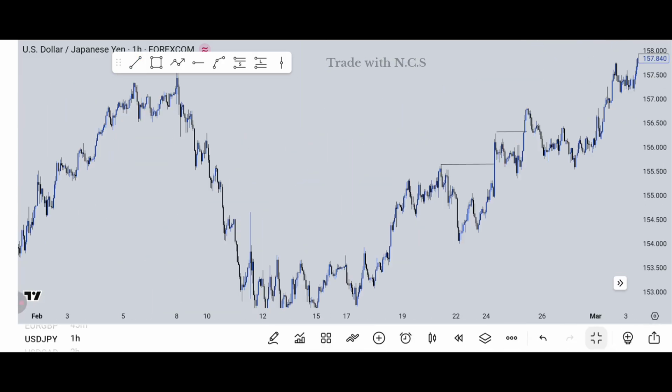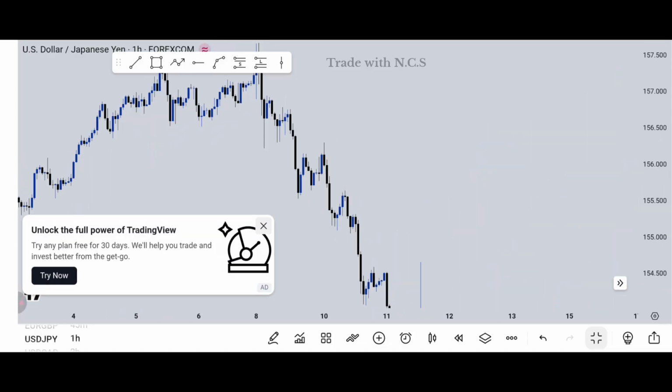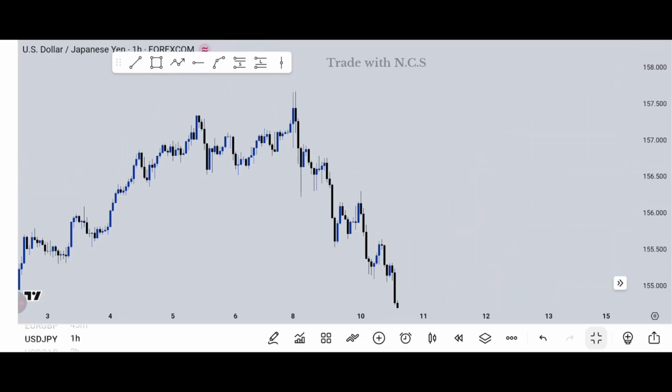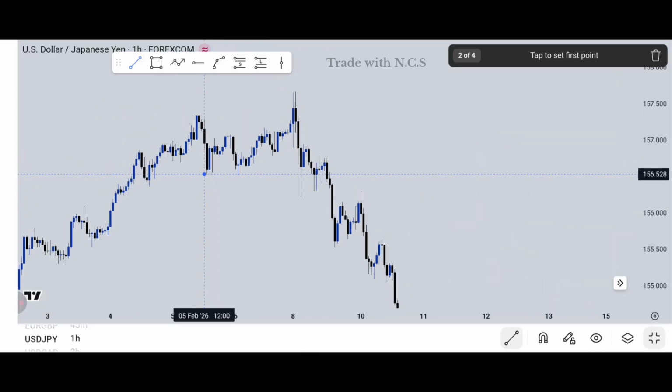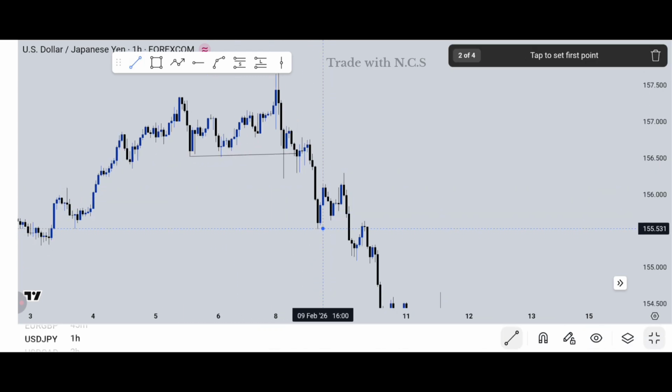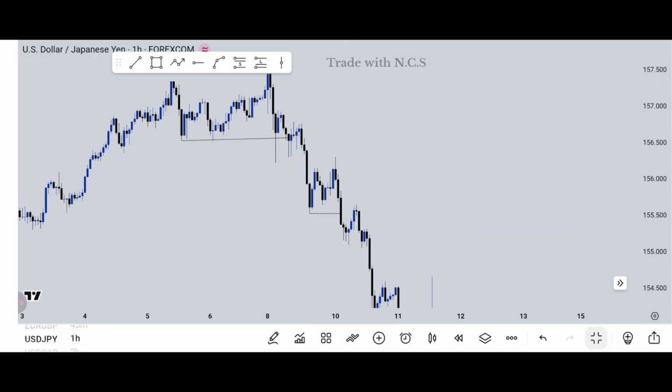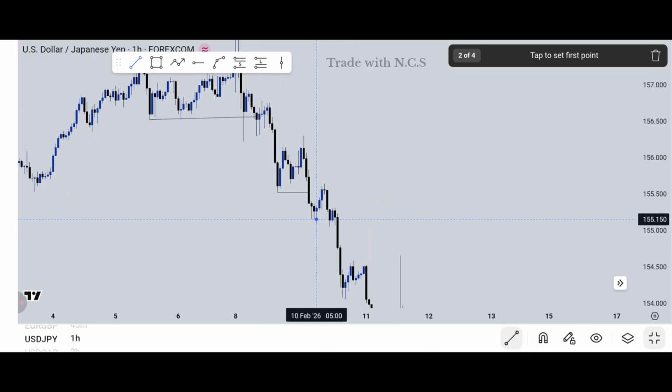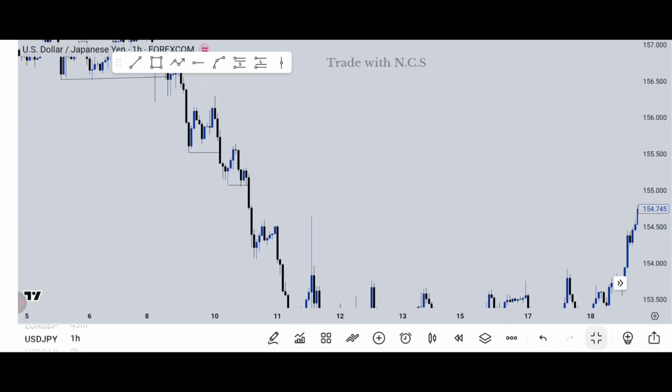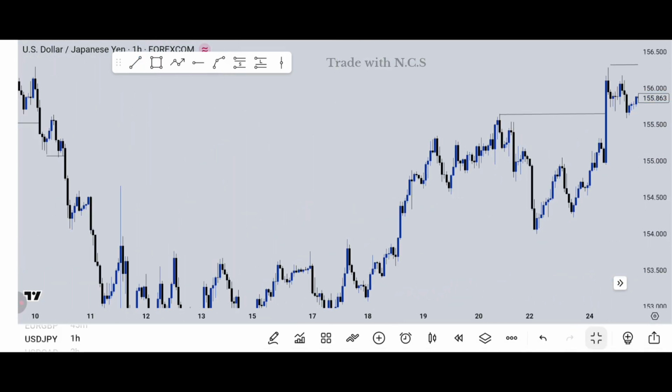So let's check the downtrend. Price keeps breaking these lows and keeps maintaining this trend without violating the previous high that it created. So price keeps breaking and keeps going down. This is what we call a break of structure, or a BOS. BOS is an abbreviation for break of structure.